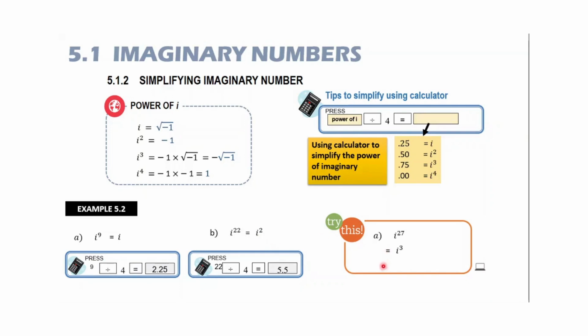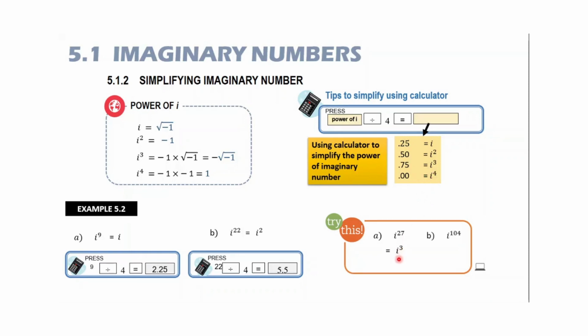I kuasa 27. Kita dapat i kuasa 3. Bagaimana? Tekan kalkulator, 27 bahagi dengan 4. Dan anda akan dapat 0.75. So, 0.75 ialah i kuasa 3.